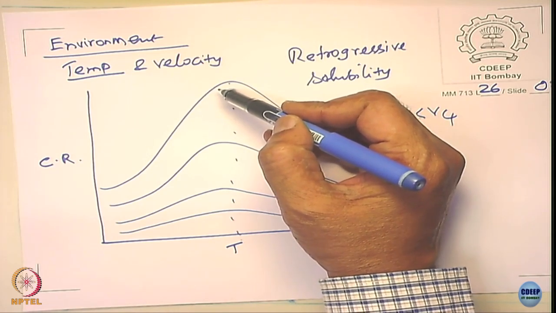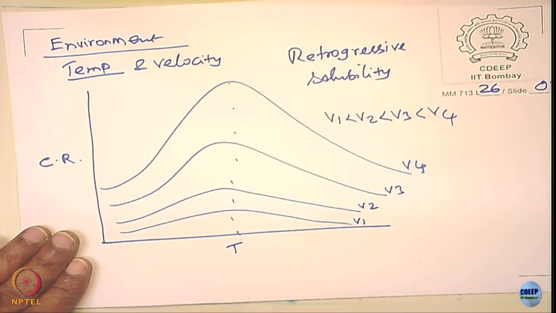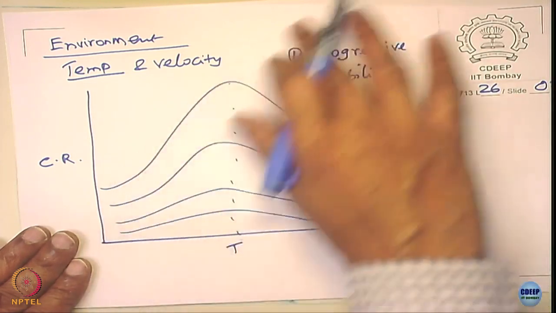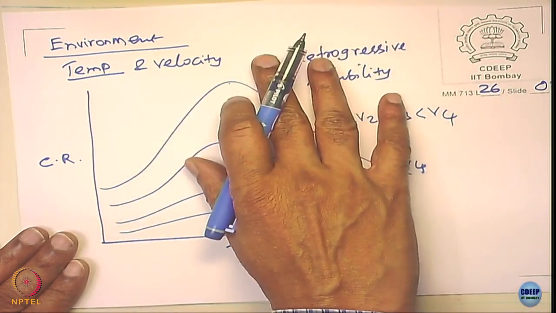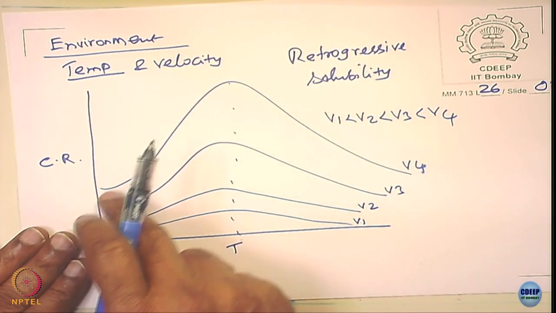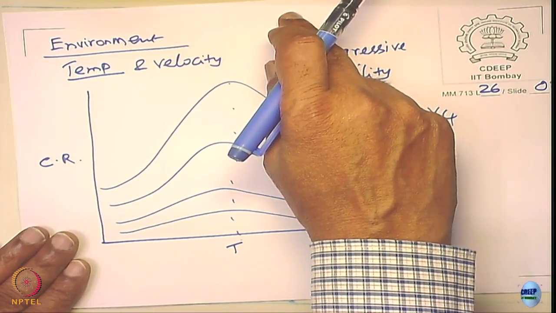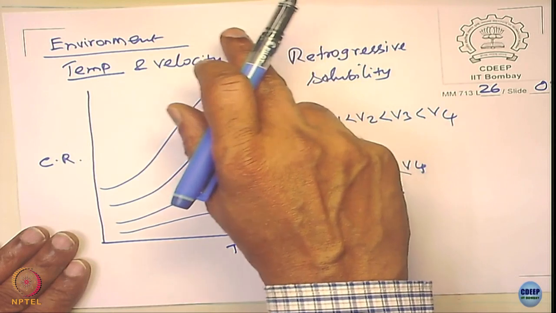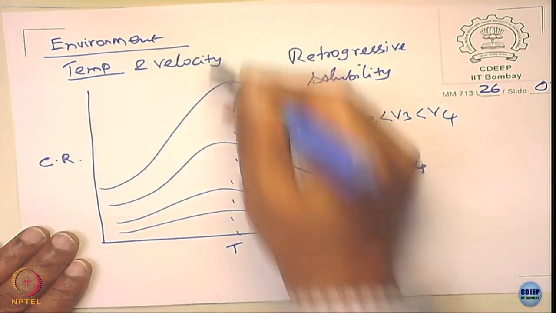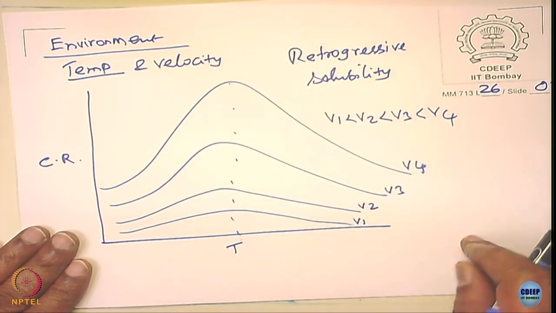Assume that there is no film on the surface. The rise in temperature will only lead to increase in the corrosion rate, am I right? Assume that no film is formed. And if you rise only the temperature, the corrosion rate only will increase with temperature. But so there are two factors: the rise in temperature increases the corrosion rate, but the rise in temperature also increases the scale forming tendency. So the corrosion rate starts falling like this. So you have an optimum value here wherein the corrosion rate is highest and then it starts falling.